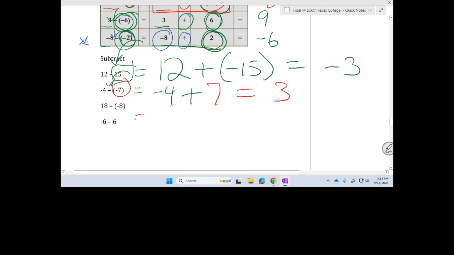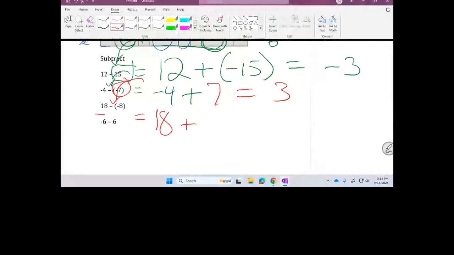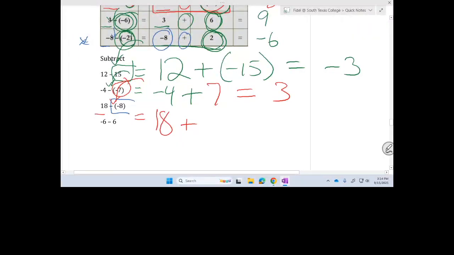All righty. Let's take a look here at the next one, y'all. 18. Remember, we don't mess with the first number. We're going to leave it alone. Boom. We're going to change that minus sign to a plus. We're going to look at our second number. It's in parentheses with a negative. So we're going to change it to a positive. Okay, 18 plus 8 more, y'all, should just be something like 26, right?